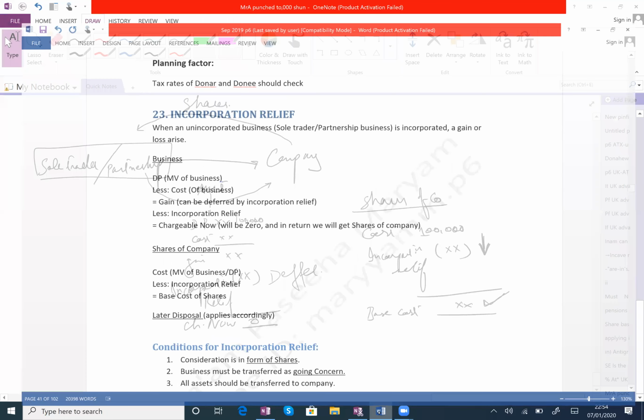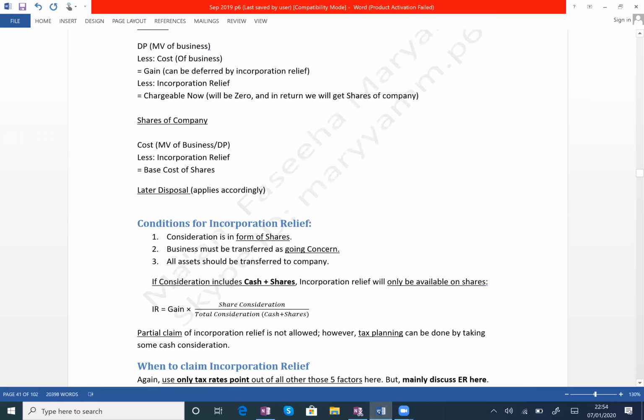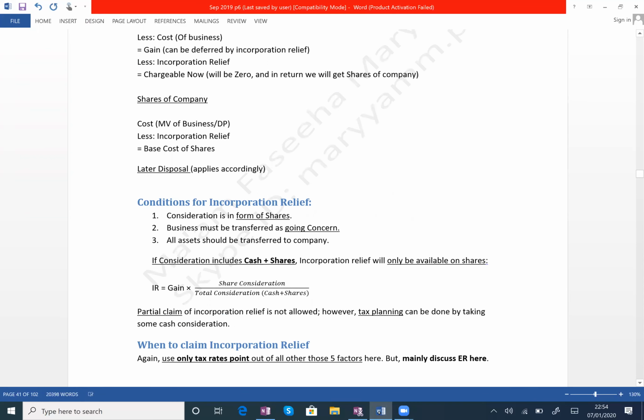Now next, incorporation relief means deferring the gain, and when you defer the gain, that is a relief. Deferral is a relief because today we are deferring the gain. That's a relief for us. And whenever the tax department gives you relief, the tax department imposes conditions. Whenever you meet the conditions, then you can get the deferral relief, otherwise not.